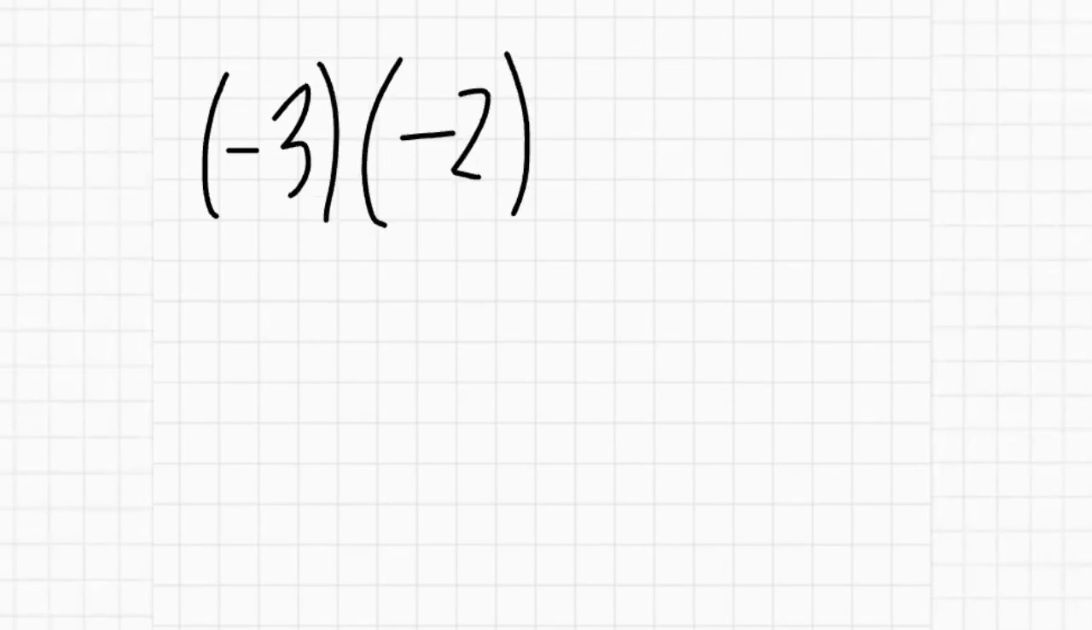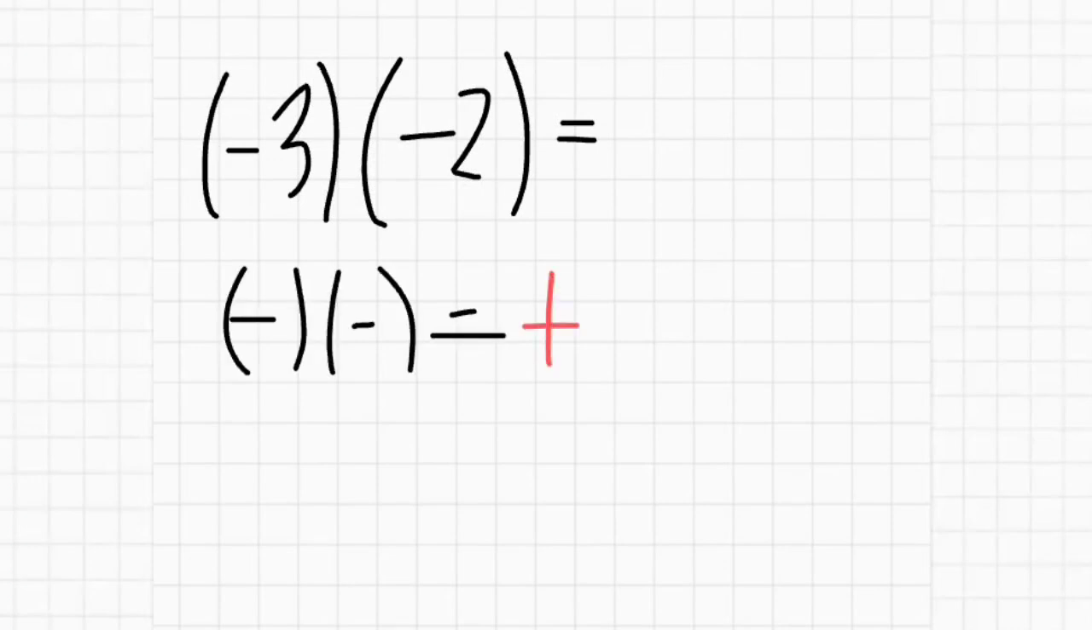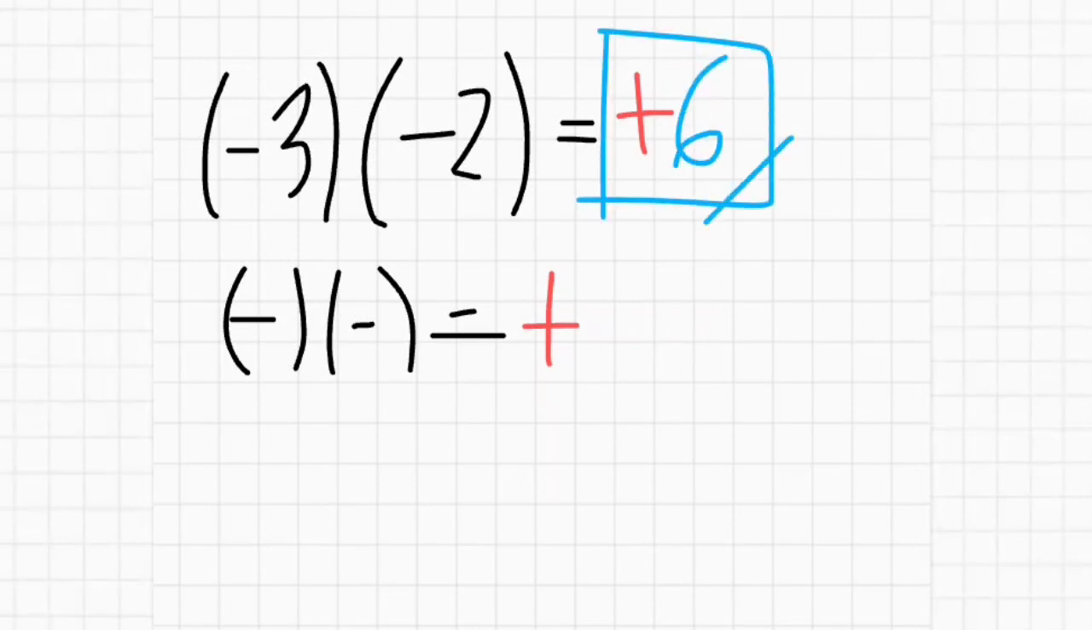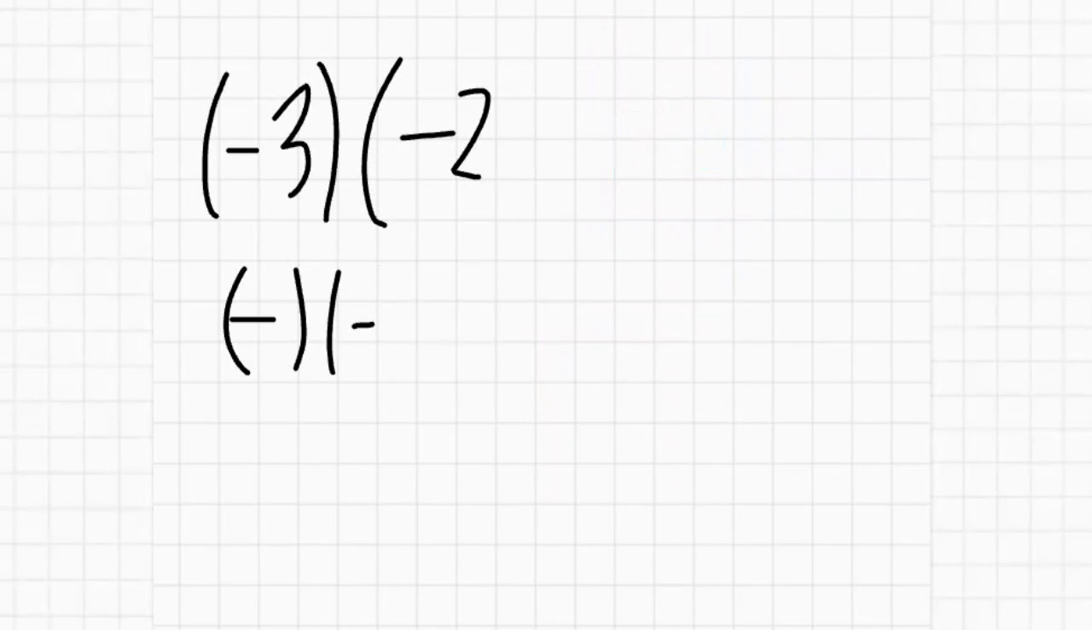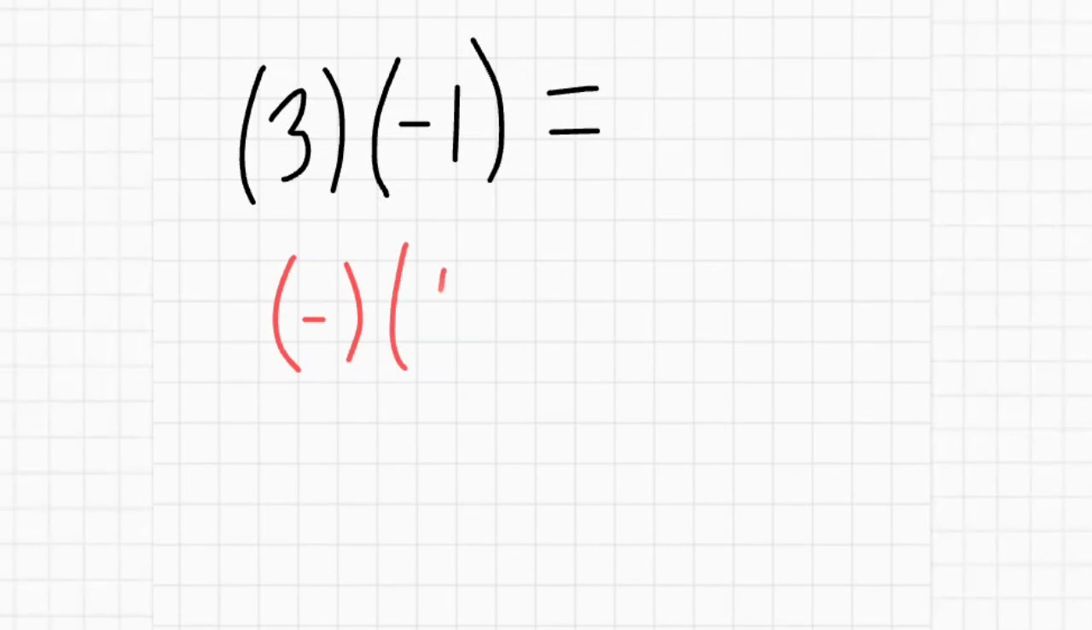I'll give you examples. So for our first example is negative 3 times negative 2. So remember that negative times negative is positive. So our sign will be positive, then proceed to multiply 3 and 2. So our final answer is positive 6. For our last example, 3 multiplied by negative 1. Remember that if we're multiplying different signs, the answer is always negative, so our answer is negative 3.